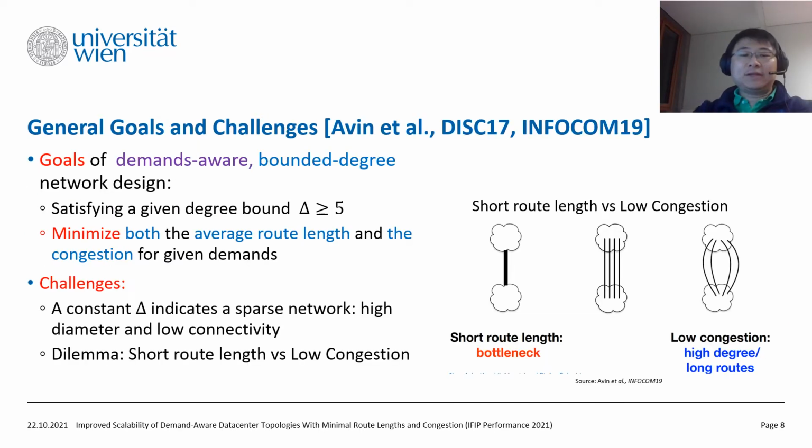The general goal of demand-aware bounded degree network design is to find a network satisfying a given degree bound delta, while minimizing both its average route length and the congestion for the given demands. We confront several challenges. A constant degree bound delta indicates a sparse network, which has a high diameter but low connectivity. There's a dilemma between shortest route length and low congestion. The shortest route length means the flows will converge to the shortest path, which causes a bottleneck. But low congestion requires many paths between a pair of demands, which has a high degree problem and also the long route problem.